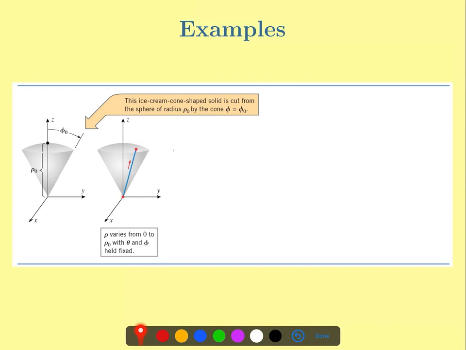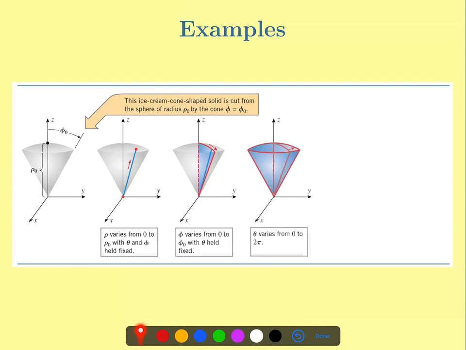So again, rho is going from 0 to rho sub 0. And phi, again, is going to go from 0 to phi sub 0. And how much do you have to spin this around the z-axis? Well, it's going all the way around the z-axis. So theta is going to go from 0 to 2 pi. And our setup will be theta going from 0 to 2 pi, phi going from 0 to phi sub 0, and rho going from 0 to rho sub 0.